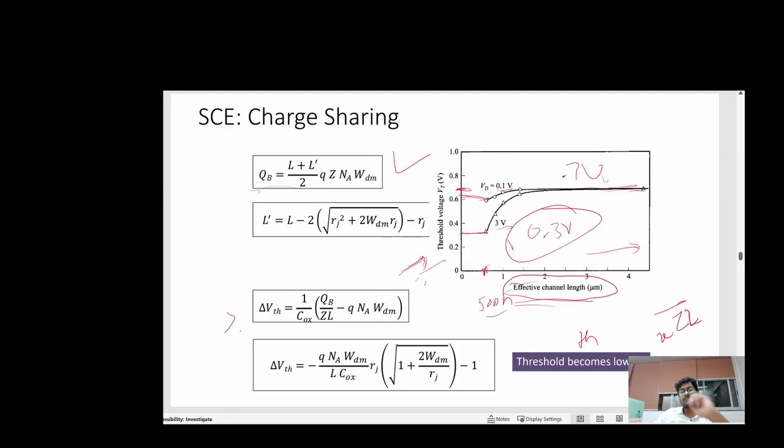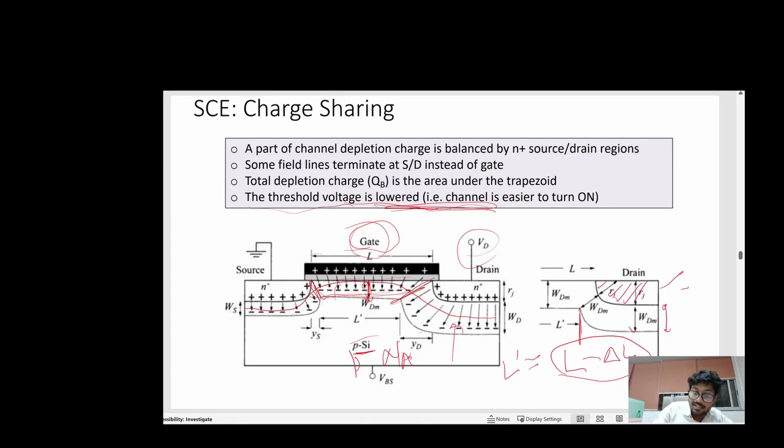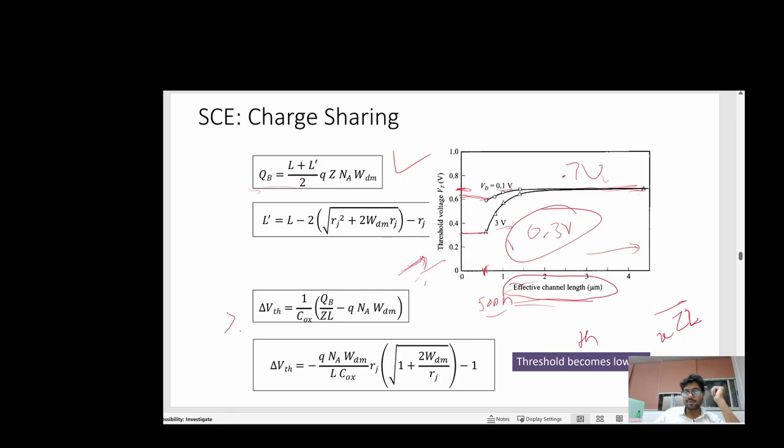But sir, if I increase the VD, then also your depletion region width will increase. That's why the charge sharing will be more. So if you apply more VD at this position, your depletion region width will look like this. In that case, your charge sharing will be more, so your effective length will decrease. L dash will be reduced.